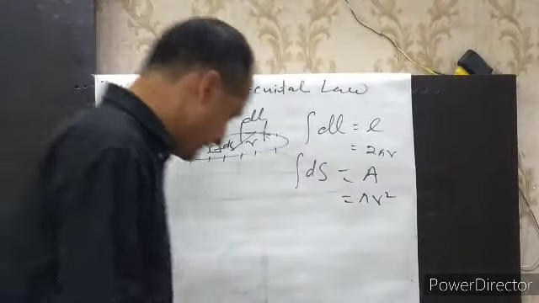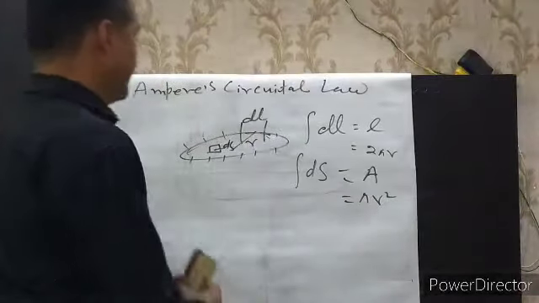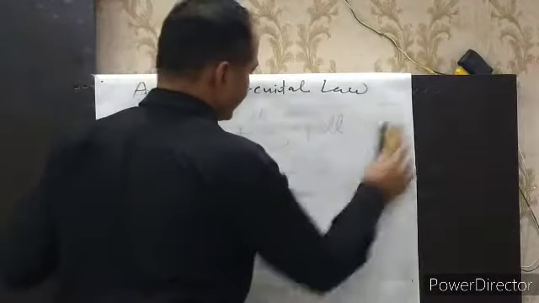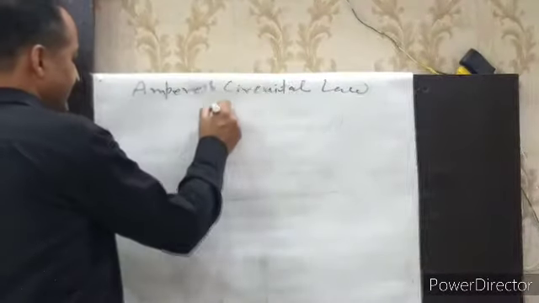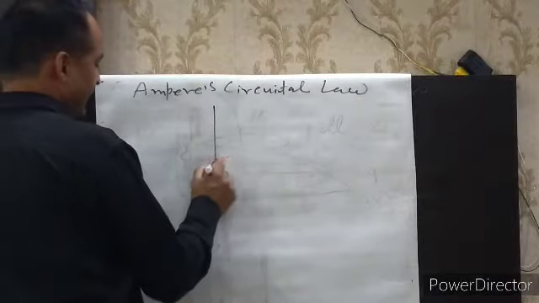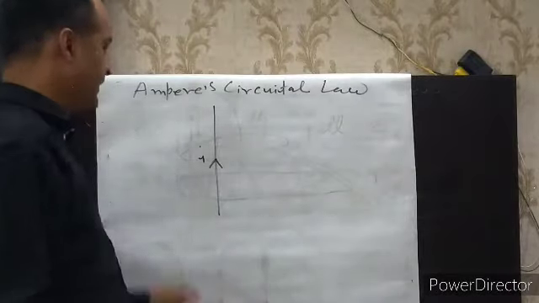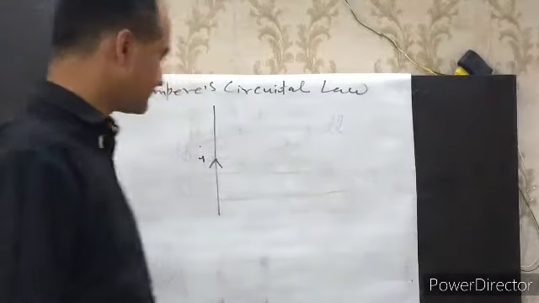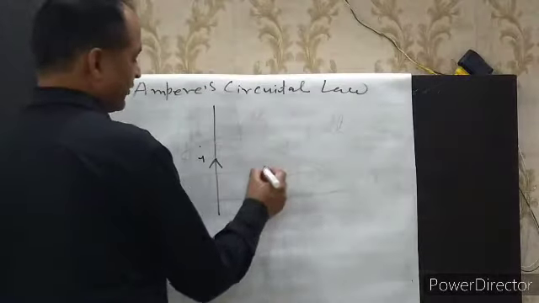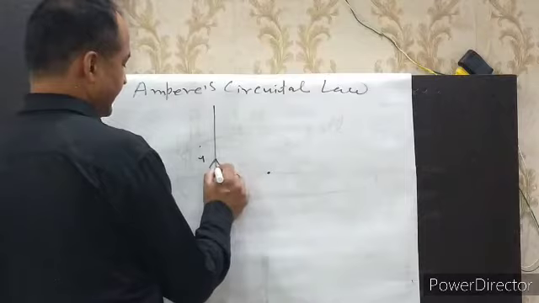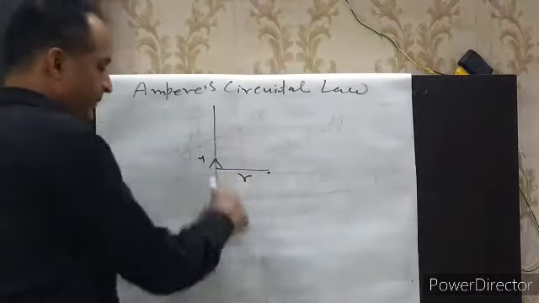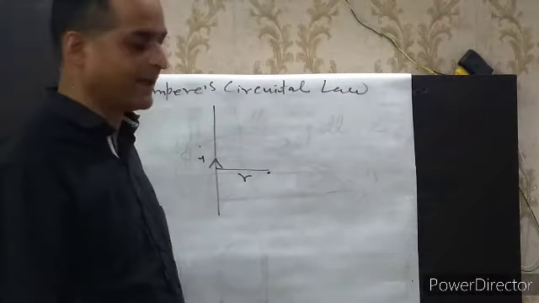Then line integration means adding on the line. Now we take an example. Suppose current is flowing in a straight wire, and the current flowing is I. This is the current flowing in the wire, and we have to find the magnetic field at any point at a distance small r from the wire. This is the perpendicular distance from the wire.